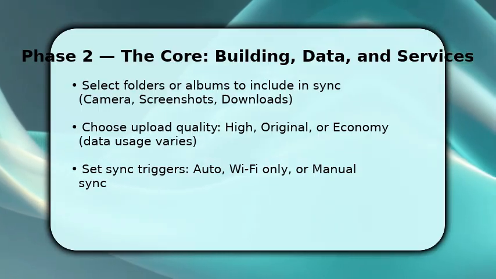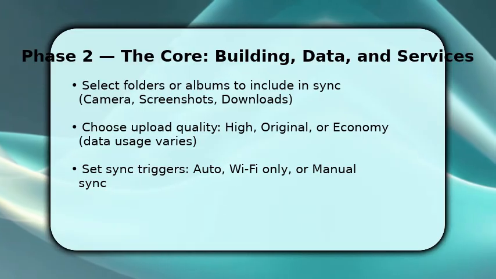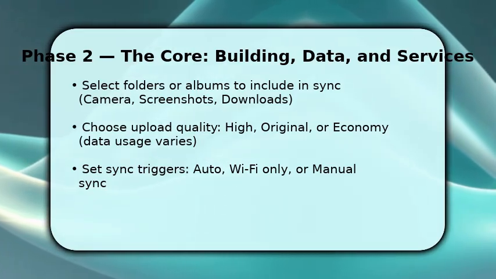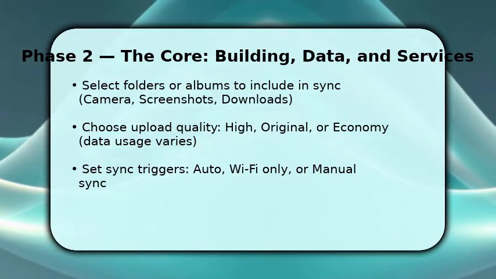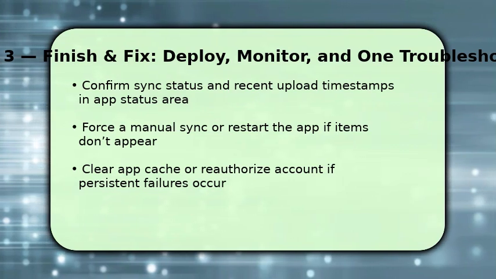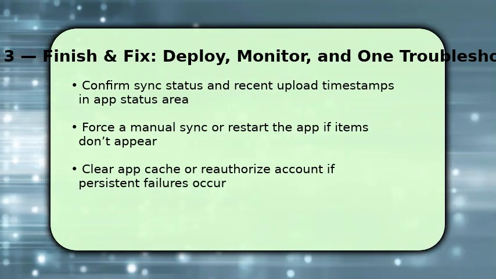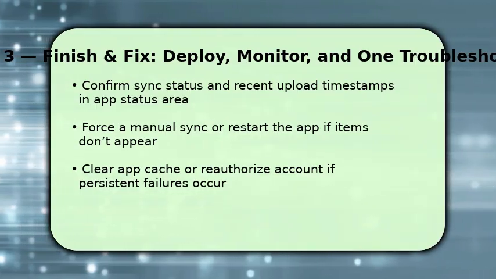Finally, set triggers. Enable auto for continuous updates or Wi-Fi only to avoid charges. Once these are set, the app queues items and sync starts according to your preferences. Finish by checking the sync status indicator and the timestamp for the most recent uploads. That confirms success. If items don't appear, force a manual sync or restart the app.